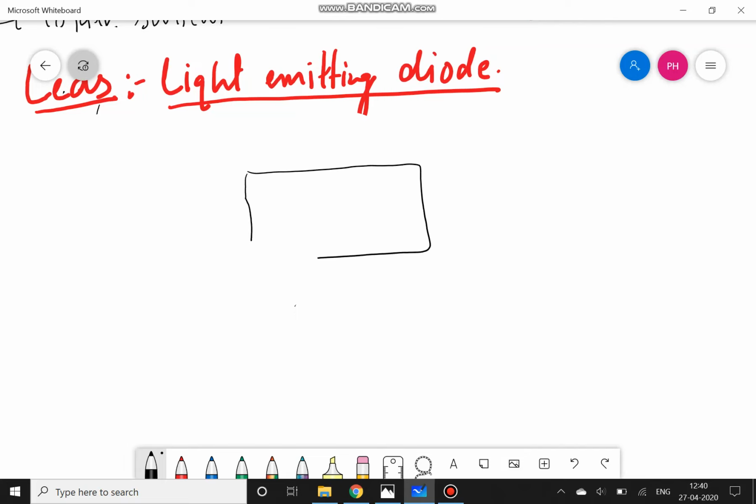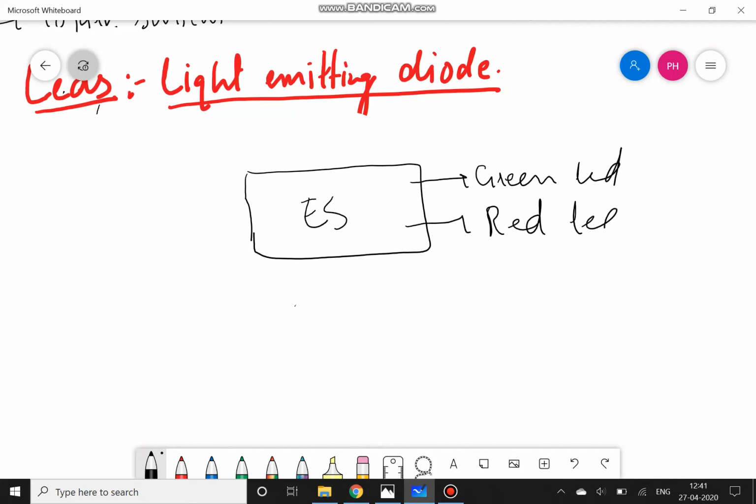For example, in a general embedded system, we may be using two LEDs. We may have a green LED and a red LED. Whenever the system is working properly, this green LED will be turned on, and whenever there is a fault in the system, we may turn on this red LED.